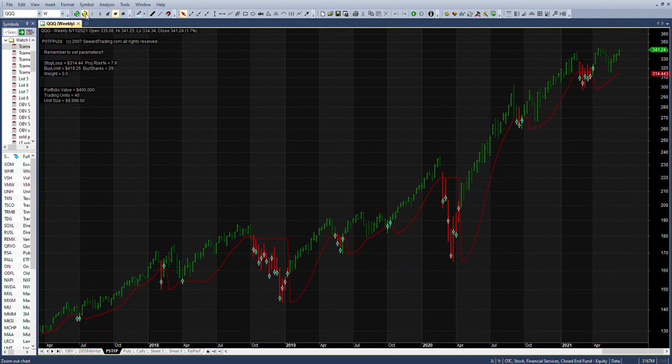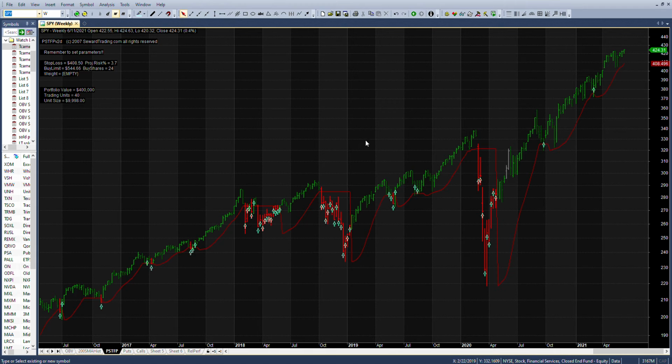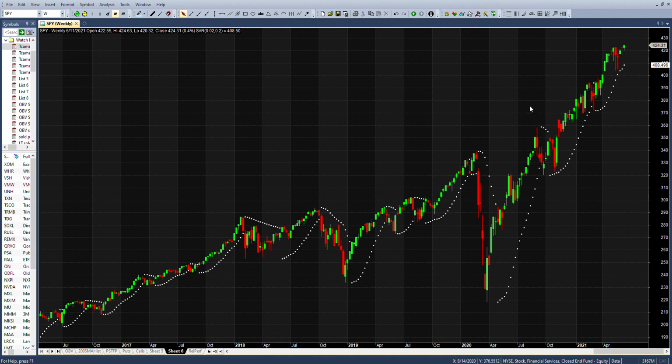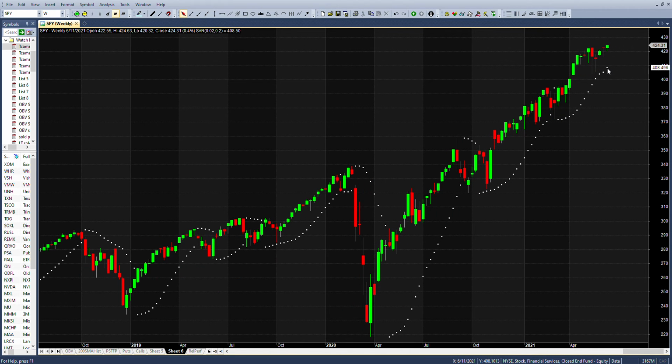So this is basically what I use. Let's jump back to the S&P 500. This is what I use as a trading filter. If I come back over here so you can look, this is what you would see on your trading platform. If the price on the weekly chart closes below the stop and reverse indicator, I'm not taking any new positions.